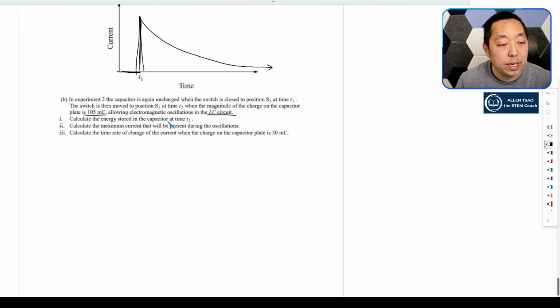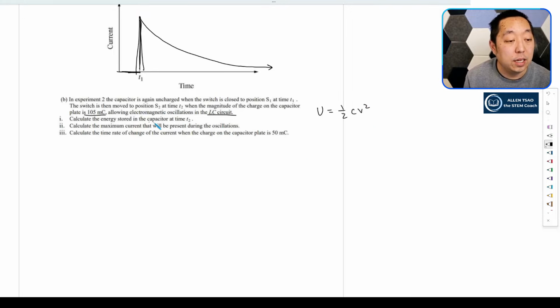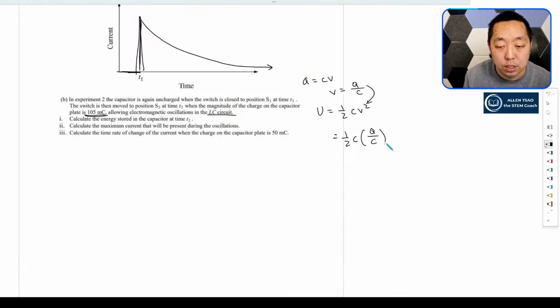Okay, calculate the energy stored at time T2, and the magnitude of the charge of the capacitor is there. What's the energy stored in the capacitor? Well, energy stored is 1/2 CV squared. And we know the charge, and we know Q is equal to CV. So we can always solve for V, Q over C, plug that into here. So the energy is going to be 1/2 C times Q over C squared, which is 1/2 C times Q squared over C squared. One of those cancel. You get 1/2 Q squared over C.